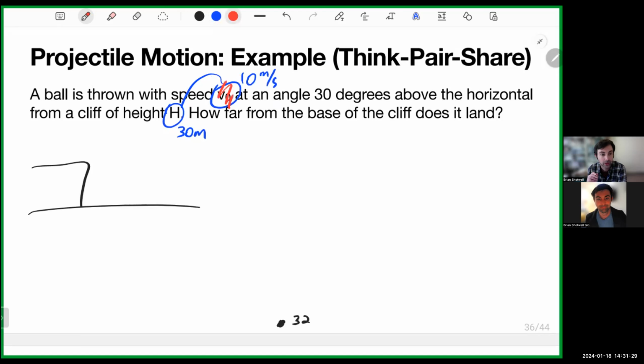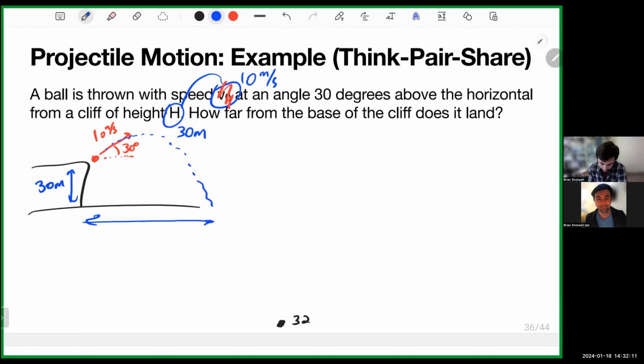So forget the v naught. We're just going to plug in the speed. Initial speed is 10 meters per second at an angle 30 degrees above the horizontal. So what that means is the angle is relative to the horizontal. So the horizontal, no matter what height you're at, is just the horizontal line. So this angle right here is going to be 30 degrees. Oh, sorry, I said 30 meters per second, but this is 10 meters per second. And the cliff has height 30 meters right here. 30 meters.